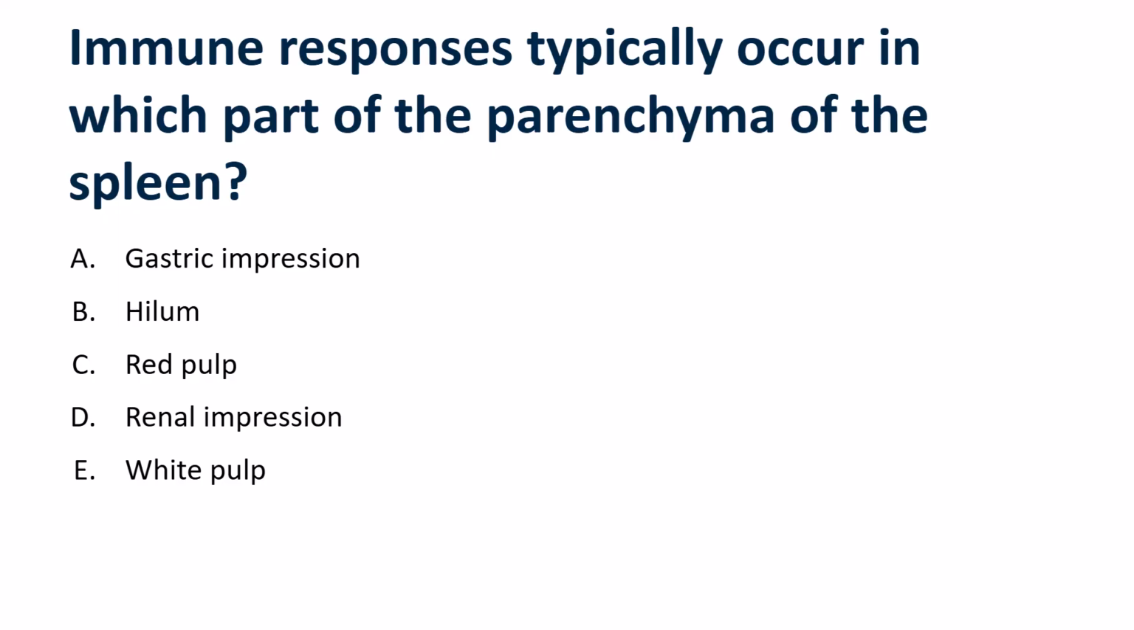So let's test your knowledge. Immune responses typically occur in which part of the parenchyma of the spleen? Is it the gastric impression? That's where the stomach is. Nope. Is it the hilum of the spleen? That's where the blood vessels are received. Nope. Is it the red pulp? Nope. That's where we sequester platelets and filter red blood cells. Is it the renal impression where the left kidney sits? Nope, that's not it. Is it the white pulp? Yes, absolutely. That white pulp that surrounds the arterial supply of the spleen is what hosts the immune responses.